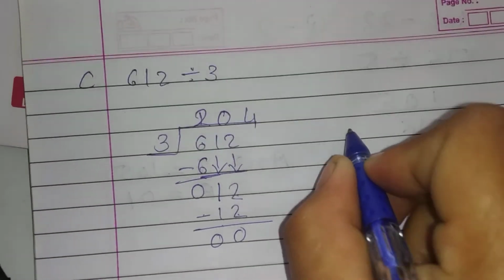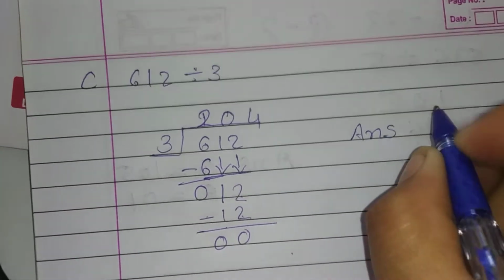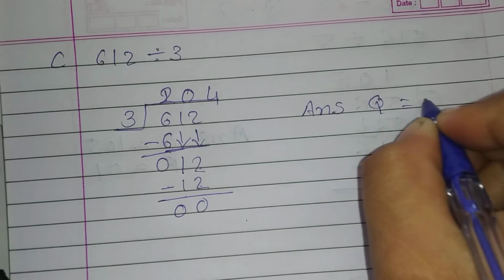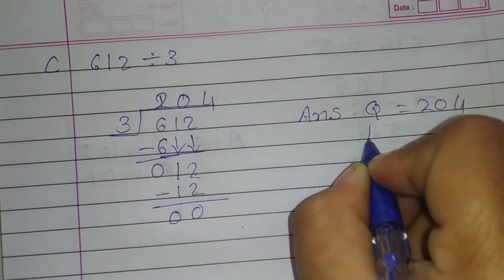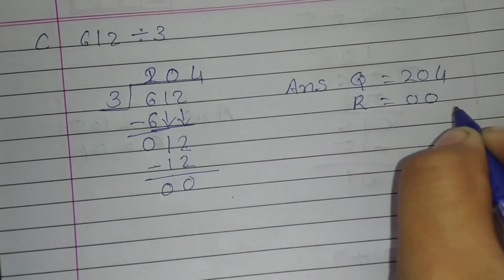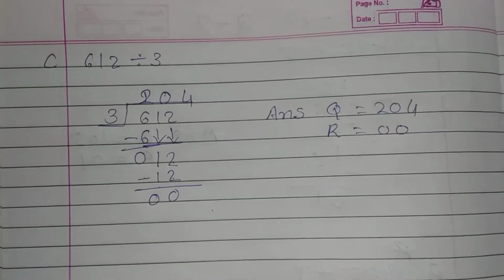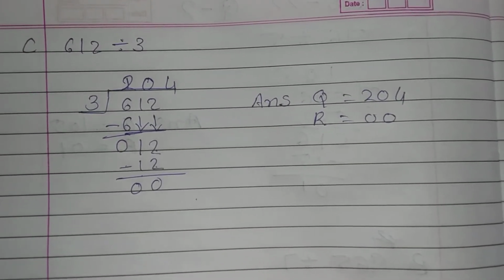So here we have to write the answer. Quotient is equal to 204 and remainder is equal to 0. Now this one is the answer. Write it down in your notebook. I'll give you 1 minute students. You have to complete your work.